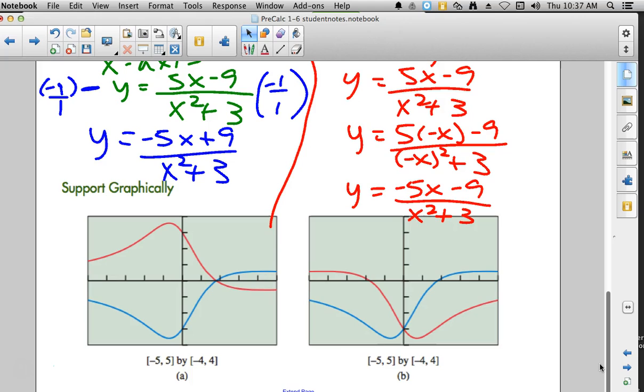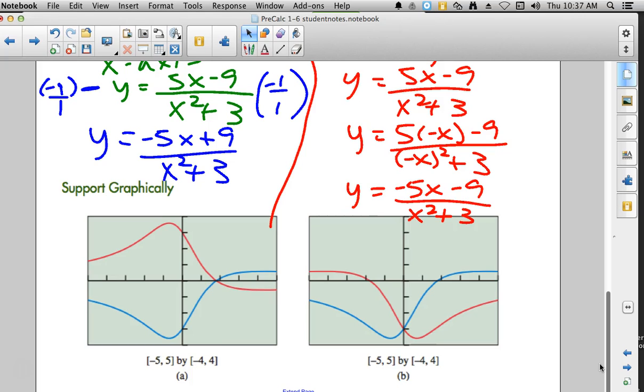But graphically, we should see that this should be flipped over the x-axis. This should be flipped over the y-axis. We should definitely get a feel for the fact that what we did was correct. It's another thing where before you turn your test in, you say, you know what, I'm just going to graph these real quick and see if they really do look like they're reflected over the x-axis and the y-axis, and make sure that what I have is accurate.